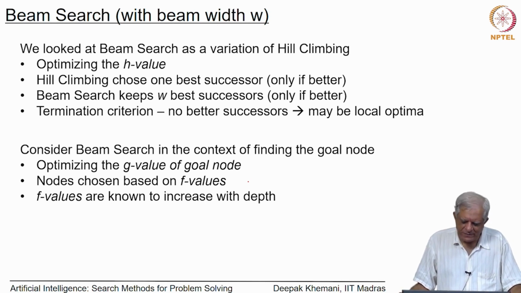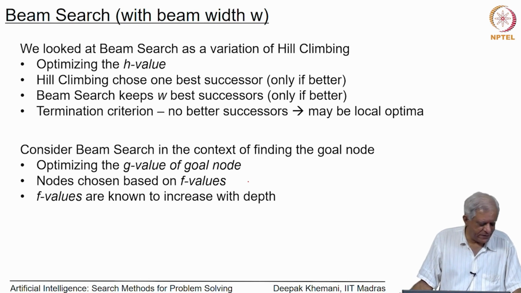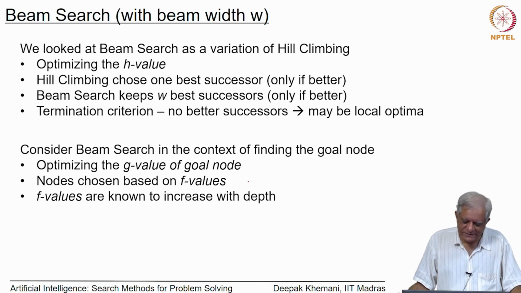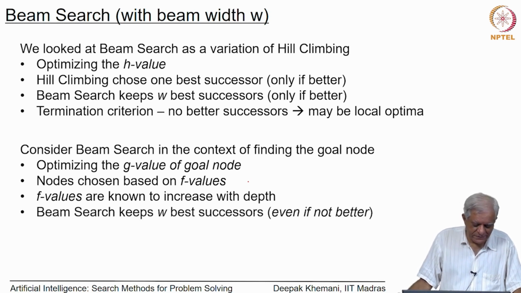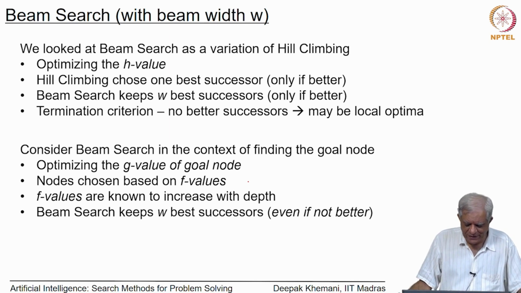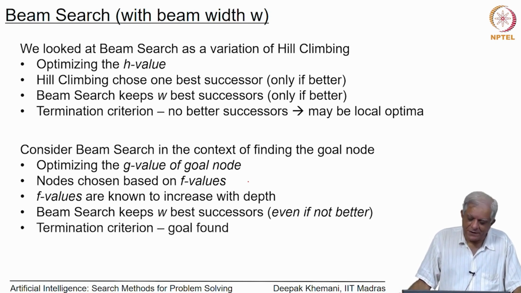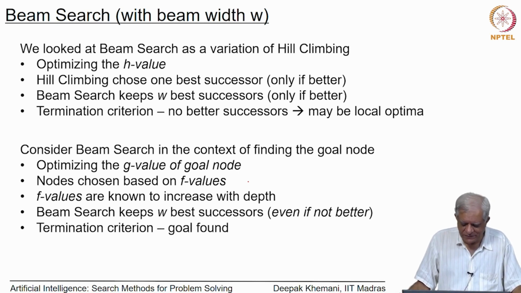So, the first change we have to make is that it does not matter if the f value of the neighbors is higher. We expect it to be higher, in fact, and just move to the best successors, the best f value successors. So, the beam search in this context will keep the W best successors, remember W is the beam width, even if they are not better, and in fact, as I keep saying, we expect them not to be better. The termination criteria is different, and that is you will terminate only when the goal is found essentially.